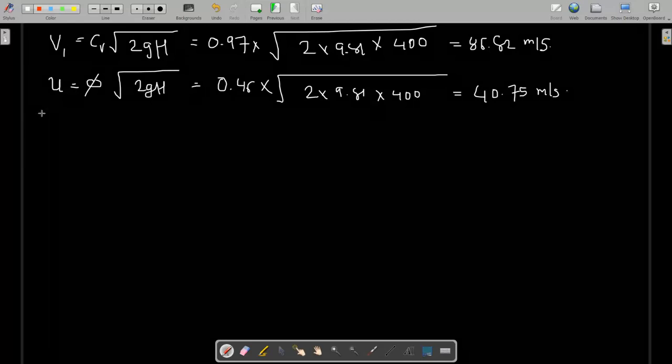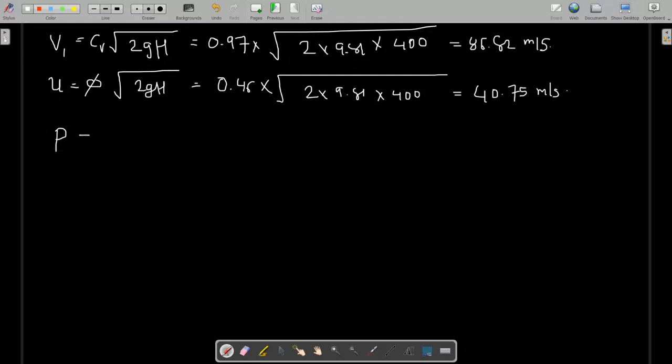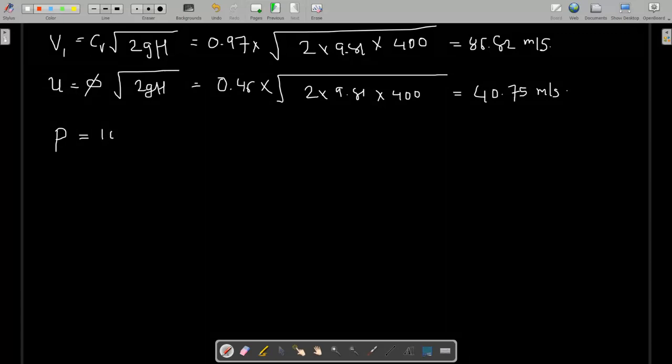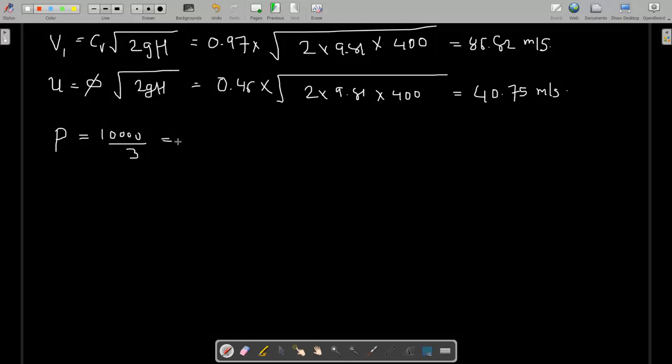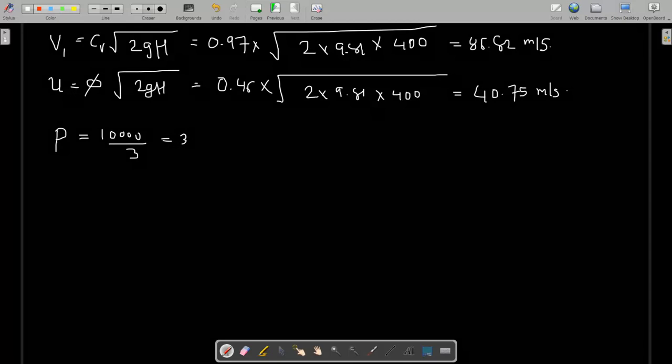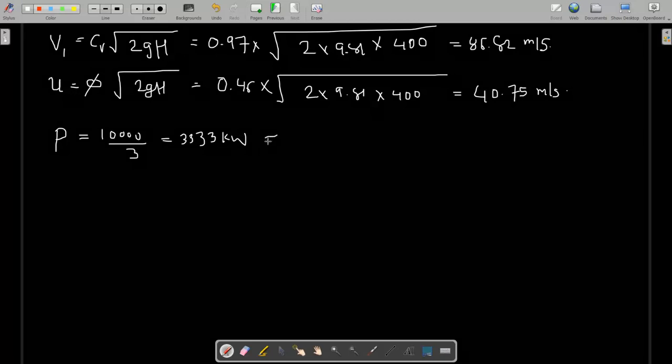Now the power is 10 megawatt, but it is total power from the 3 jets. So for one jet we can write the power in kilowatt, 10,000 divided by 3, so it is 3,333 kilowatt. And this power is also known as, we can write, overall efficiency into rho q gh.